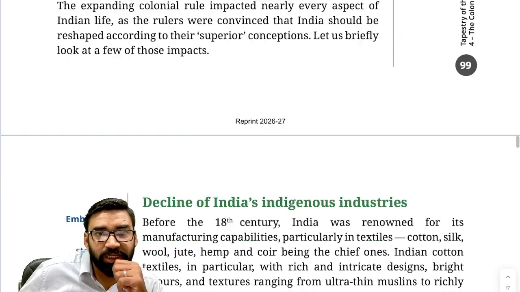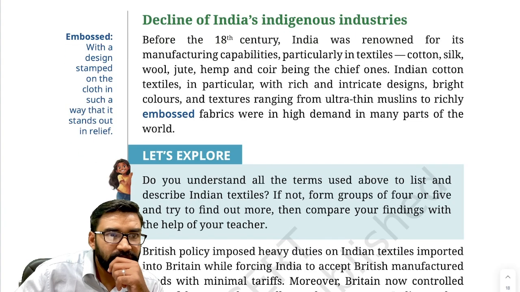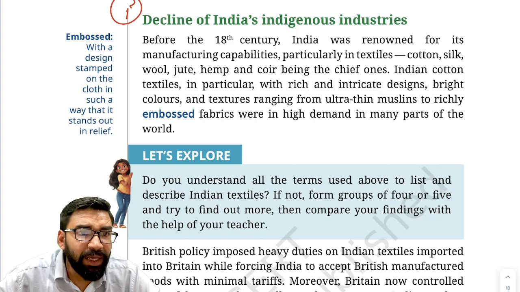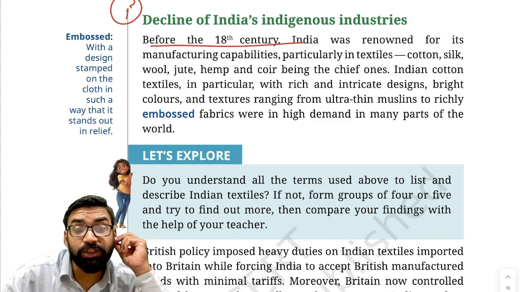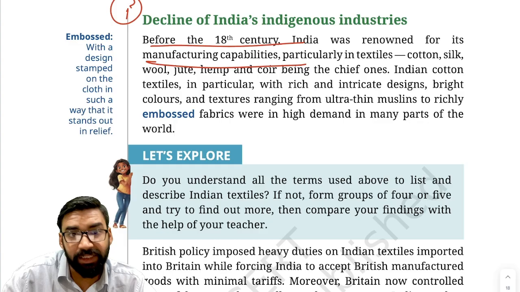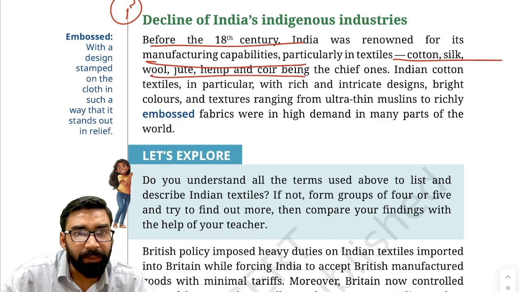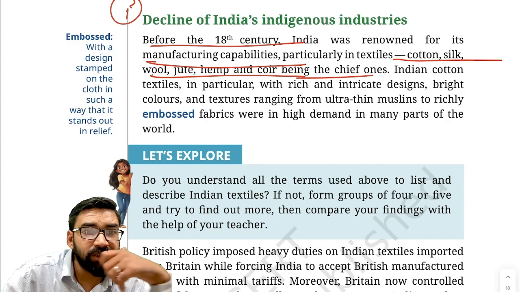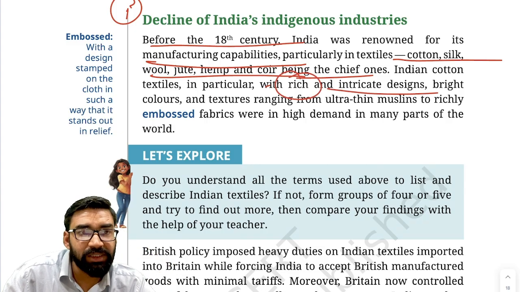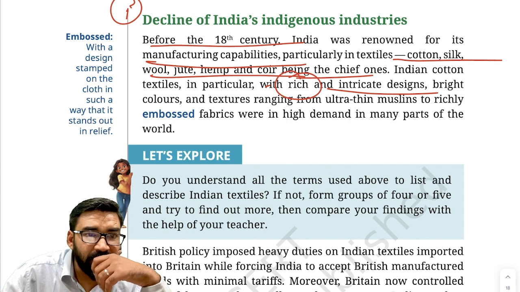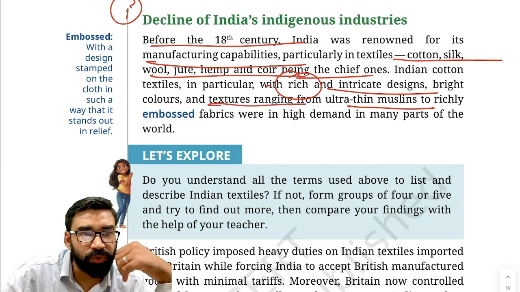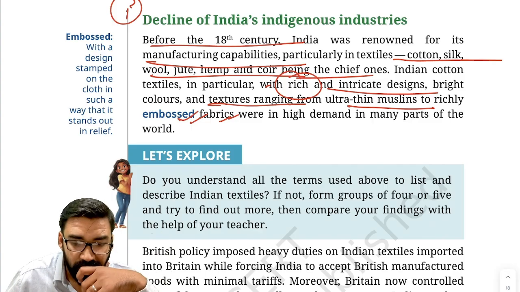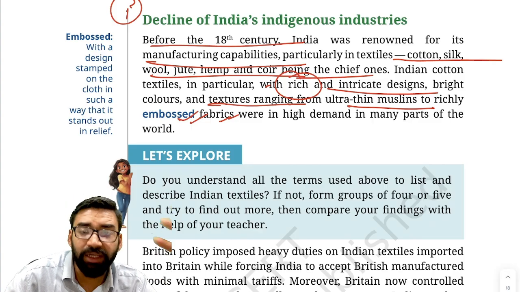First of all, there was decline of indigenous industries. Decline of indigenous industries, how? For example, before the 18th century, India was actually known for manufacturing capabilities like in textiles, cotton, silk, wool, jute, hemp, coir being. These were the chief things. Clear. Indian cotton textiles had rich and intricate designs. Clear. And textures were also there from ultra thin muslins to richly embossed fabrics, and they were very high in demand in many parts of the world. They were highly in demand.